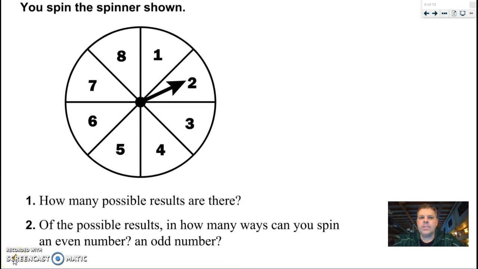Our final warm-up activity is you will spin the spinner shown. The numbers 1 through 8 are on the spinner. How many possible results are there? Hopefully you said 8. Number 2, of the possible results, in how many ways can you spin an even number?